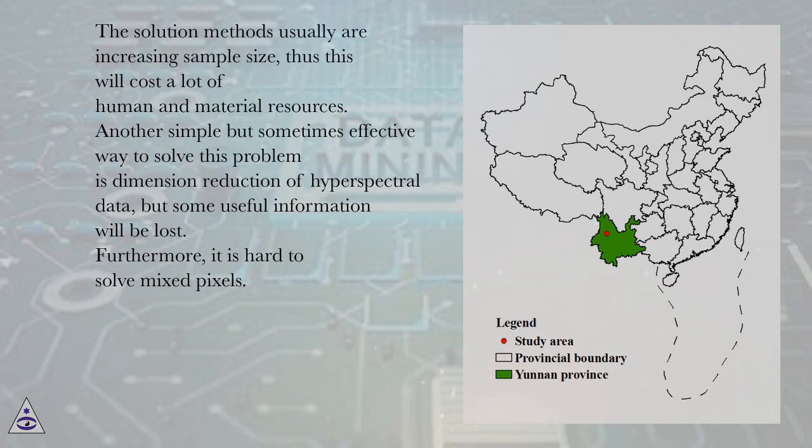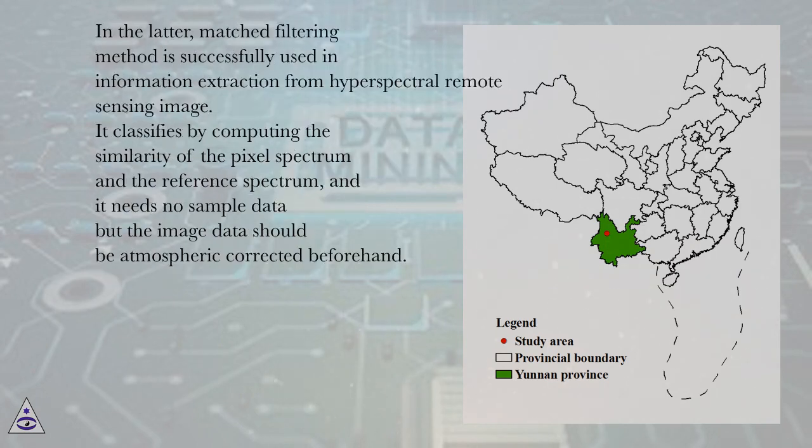Another simple but sometimes effective way to solve this problem is dimension reduction of hyperspectral data, but some useful information will be lost. Furthermore, it is hard to solve mixed pixels. In the latter, the matched filtering method is successfully used in information extraction from hyperspectral remote sensing images. It classifies by computing the similarity of the pixel spectrum and the reference spectrum, and it needs no sample data, but the image data should be atmospherically corrected beforehand.